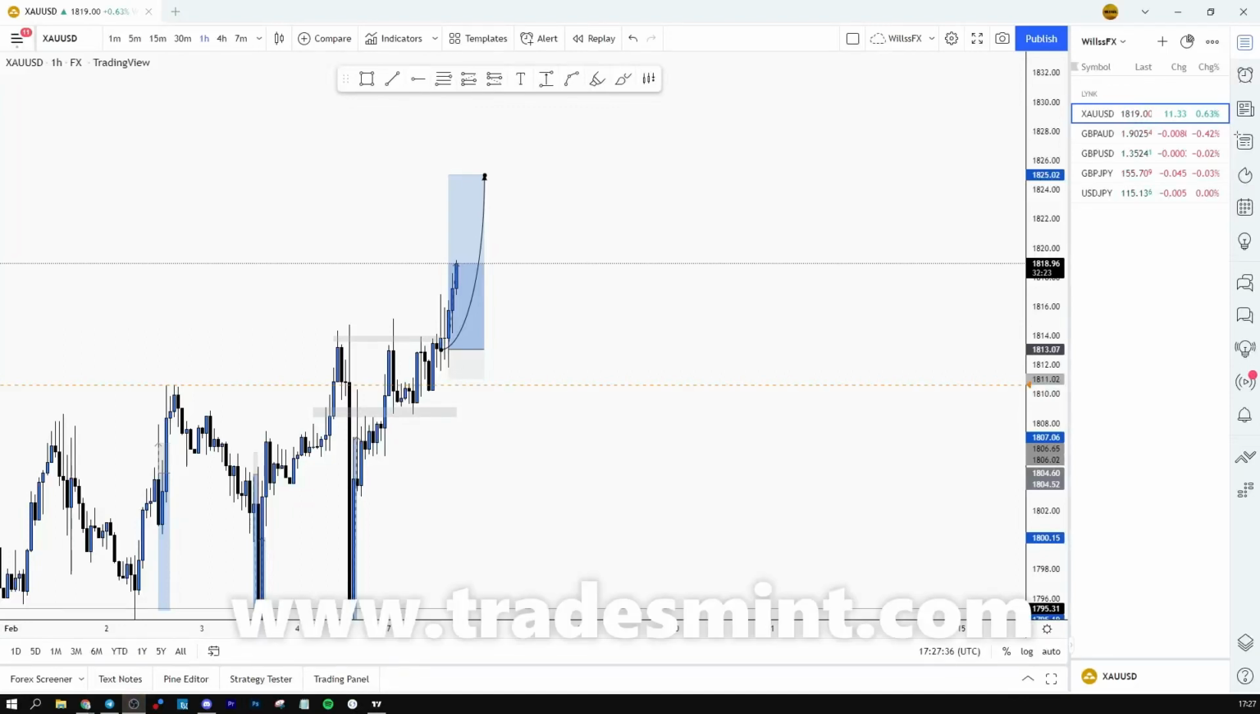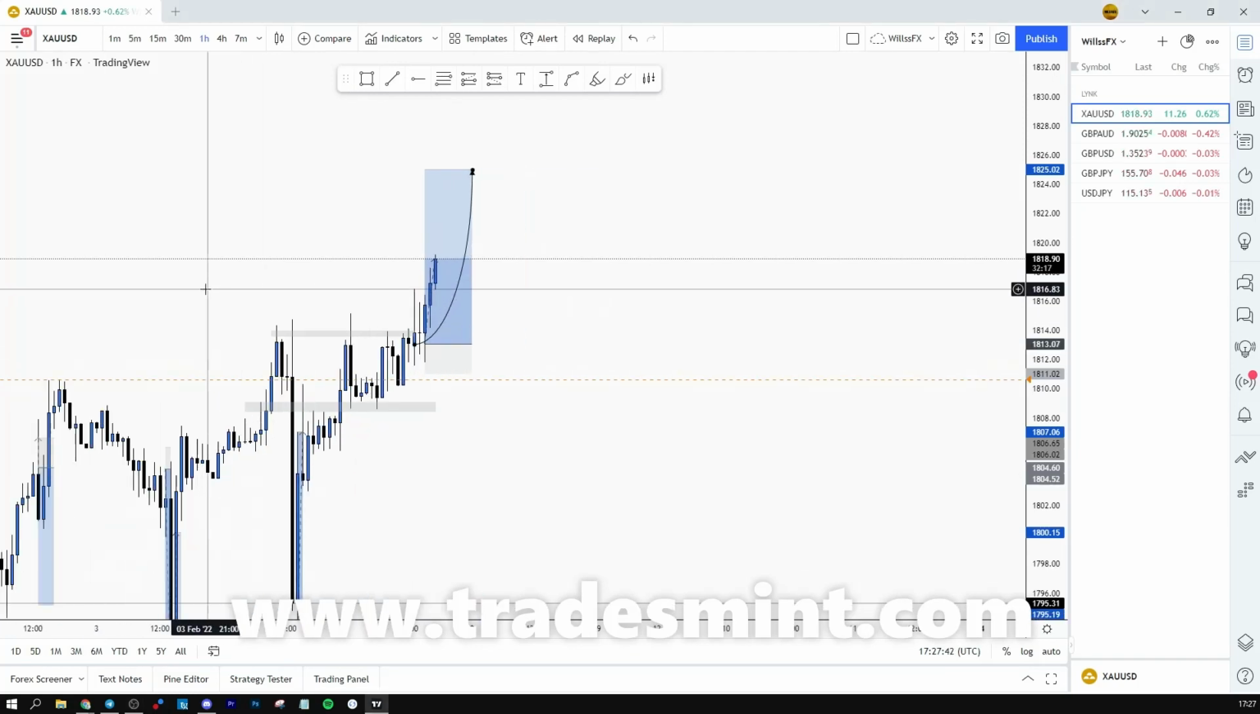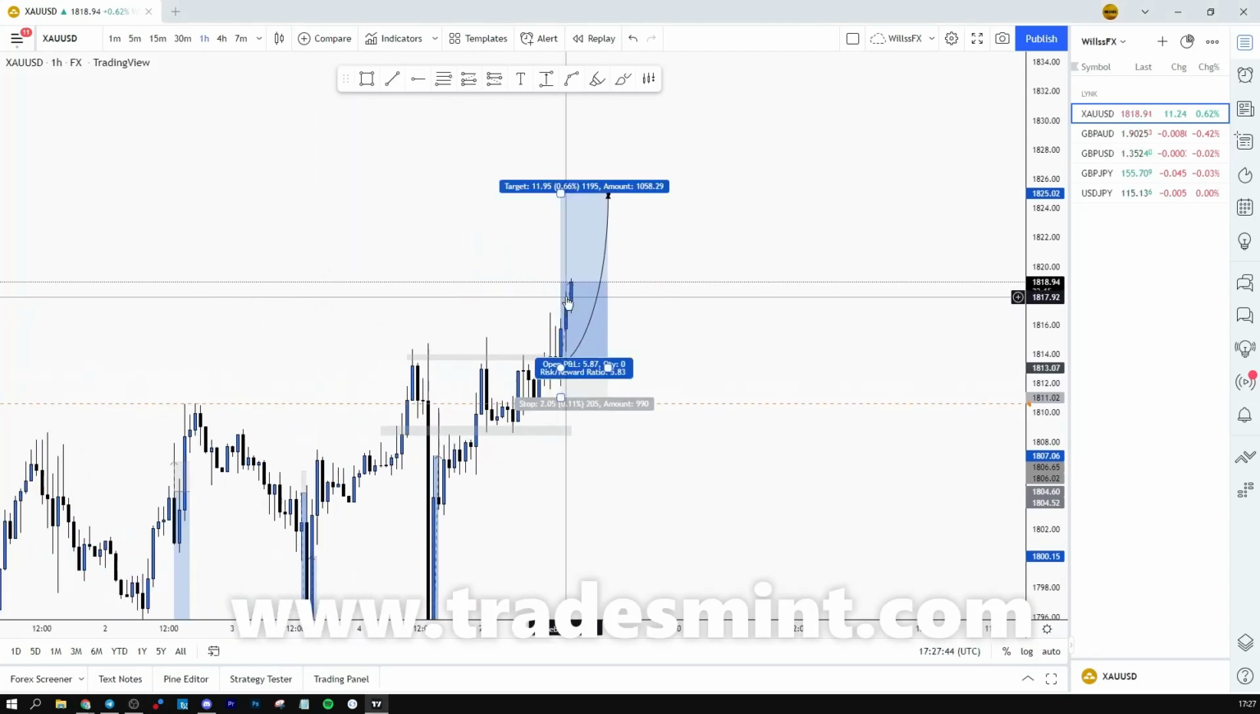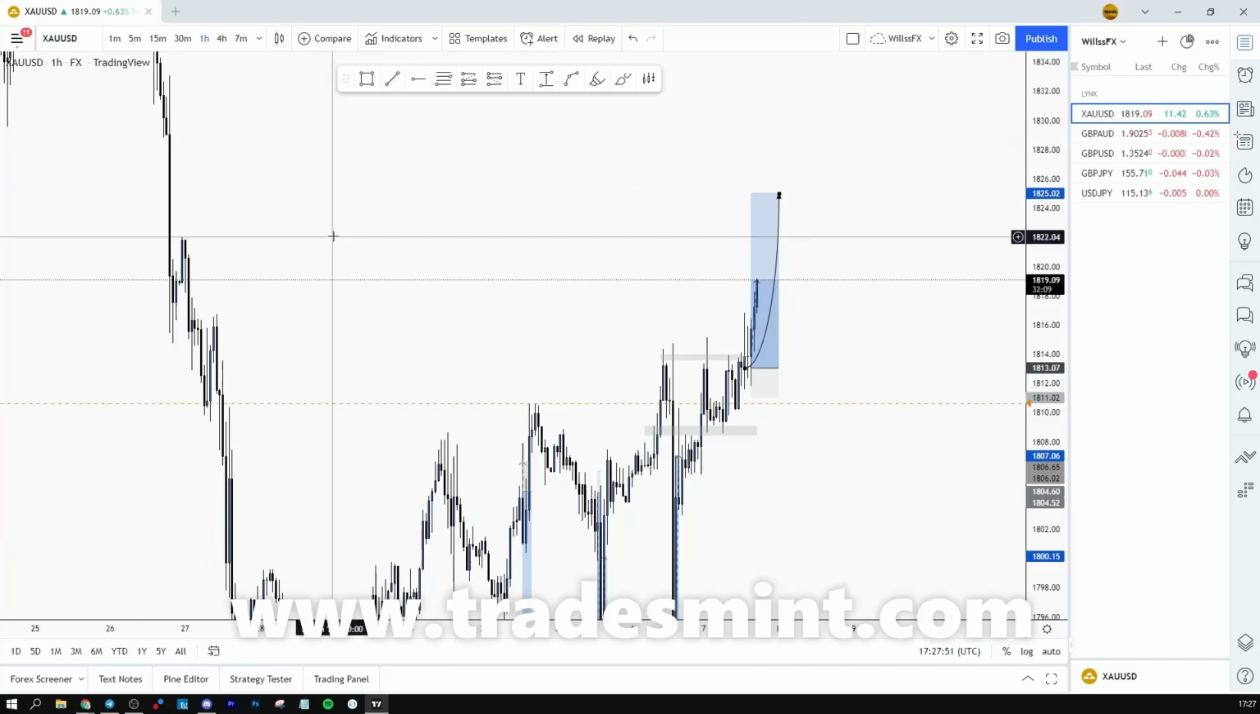Hey guys, so I'm going to talk you through some of the entries I actually got today and how you could have caught them yourself. So starting with gold, this hasn't actually hit TP yet, but we're running around 3% in profit with a nice 20 pip stop. Target is 1825.